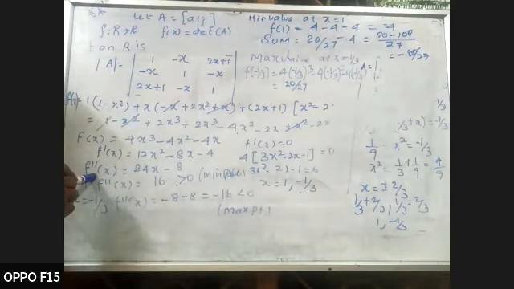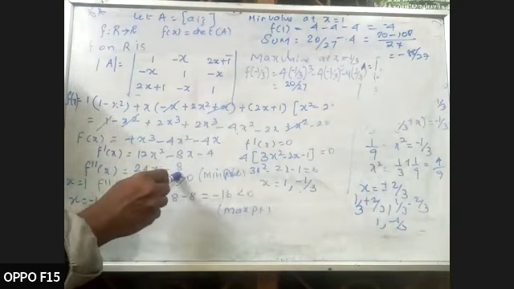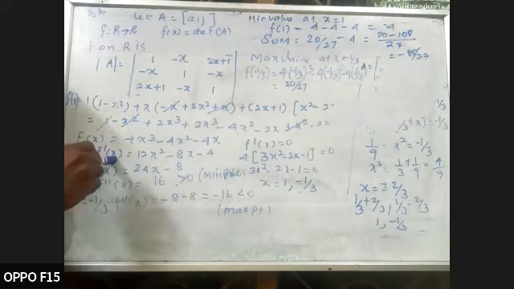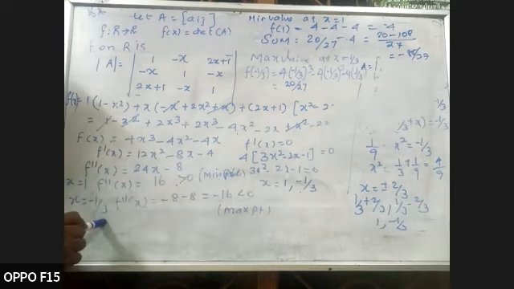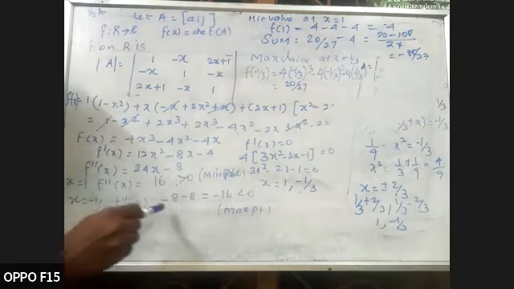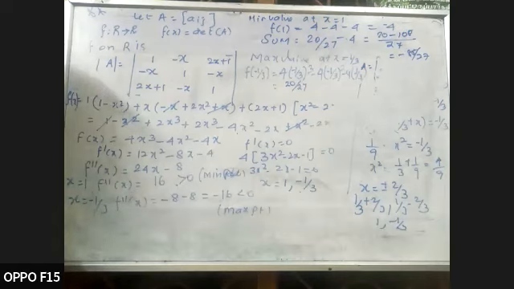So find out f double dash of x. We'll get 24x minus 8. Substituting x equals 1 in the second derivative, we'll get a value greater than 0. Therefore, it is a minimum point. Substituting x equals minus 1 by 3 in f double dash of x, we'll get minus 16, which is less than 0, so it is a maximum point.